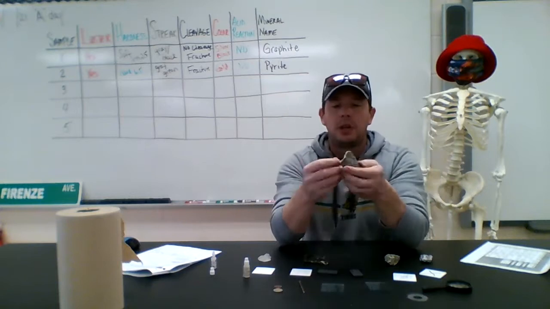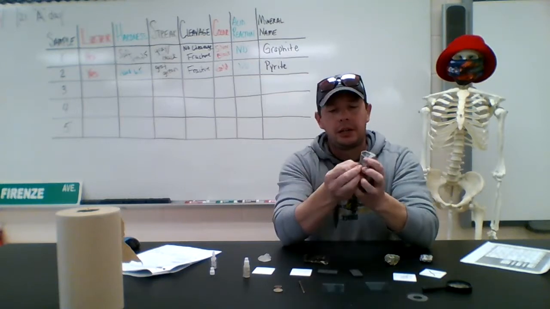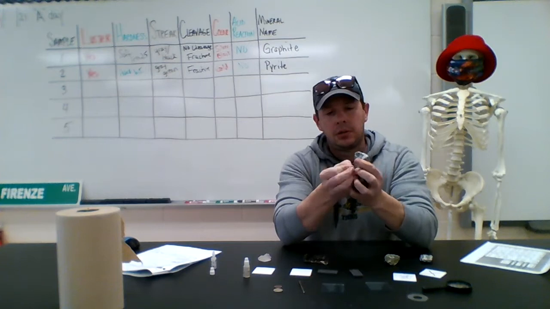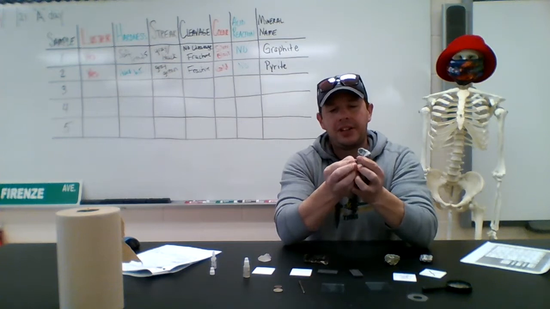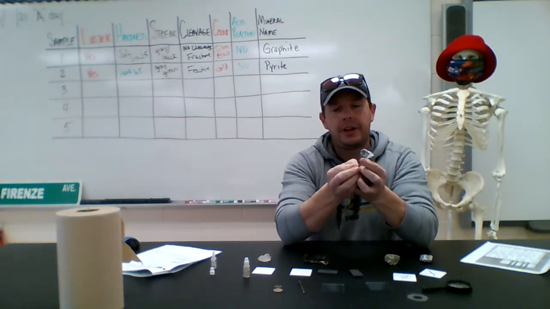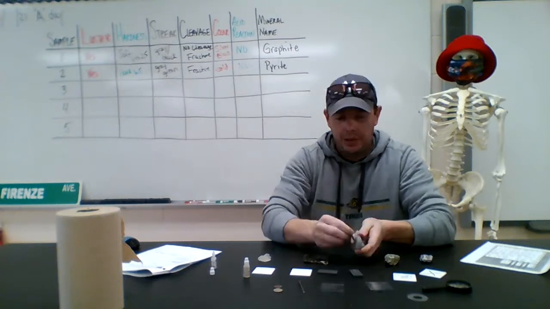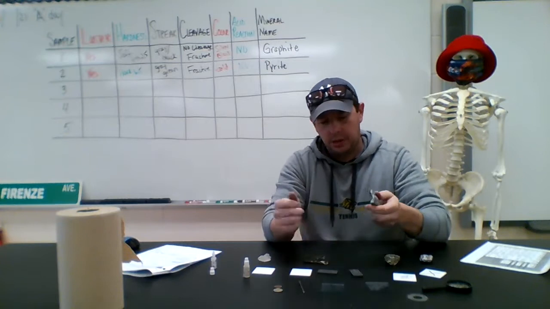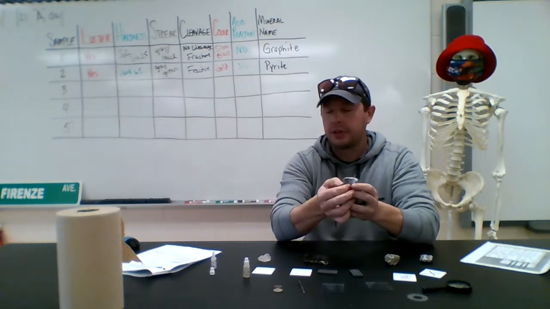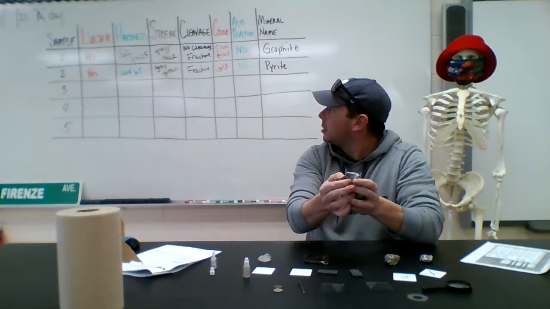Hardness. We'll start with my fingernail. Hopefully it doesn't break. Oh yeah, my fingernail can cut it. So it's very soft. It's a very soft mineral. I can even scrape it. I can scrape it on here. All right, so it's very soft. It has no luster.